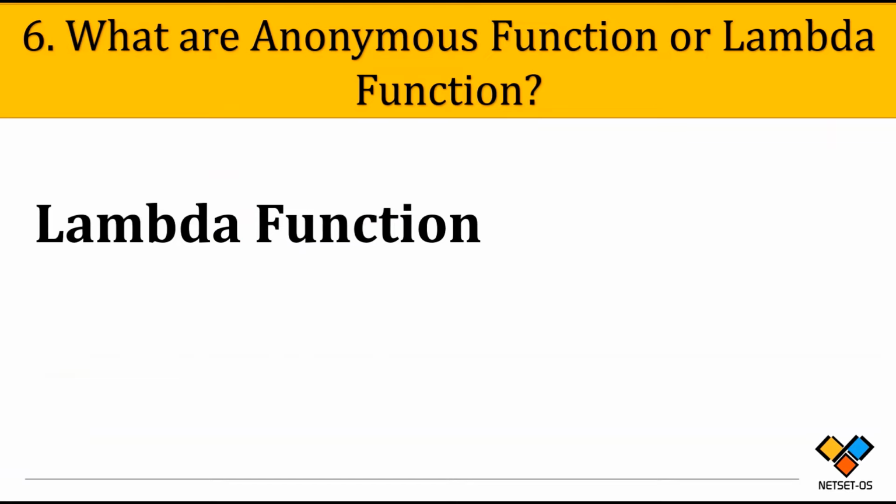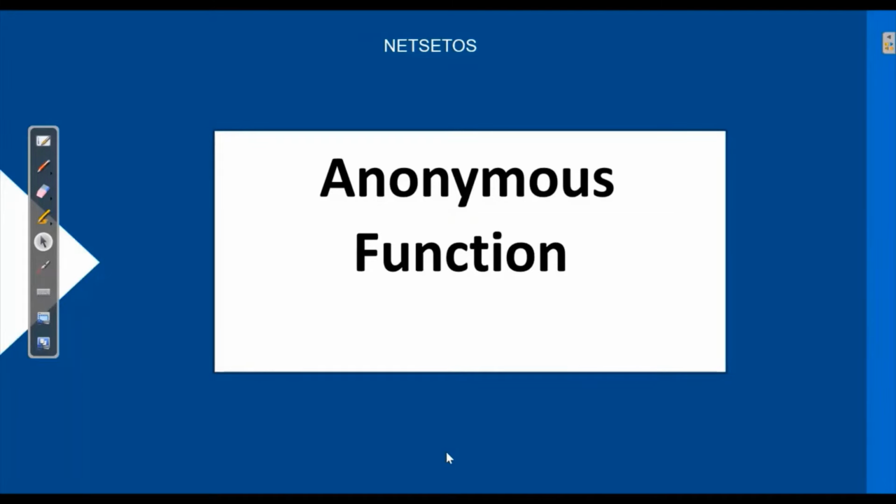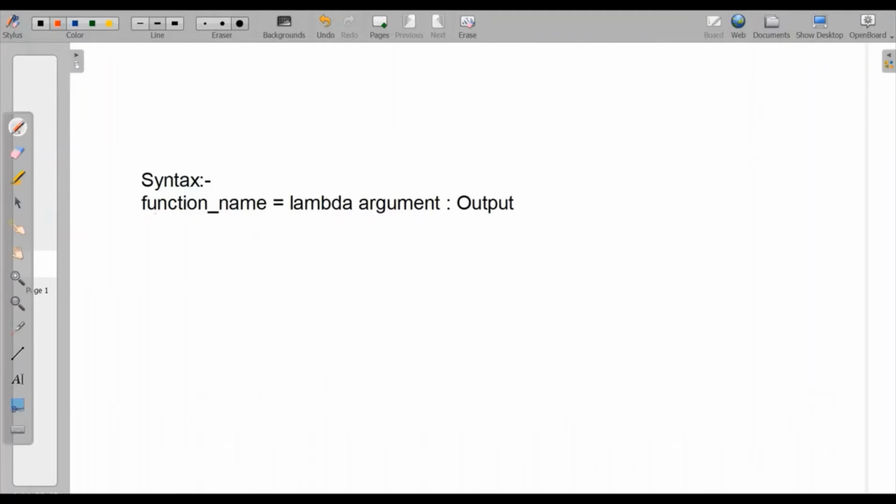Sixth one is, what are anonymous functions or lambda functions? An anonymous function is a function without a name. These functions are also known as lambda functions. First, there will be a function name, then the keyword lambda, then we have arguments and a statement which we have to apply, like x minus y, and the result of this will be stored here as output.